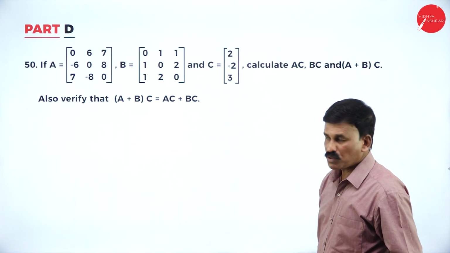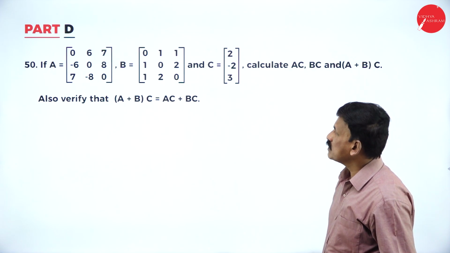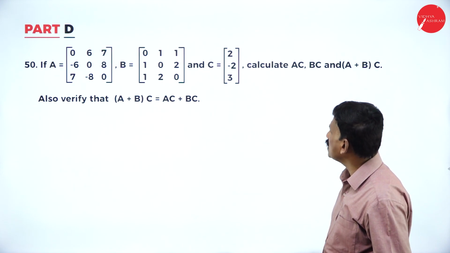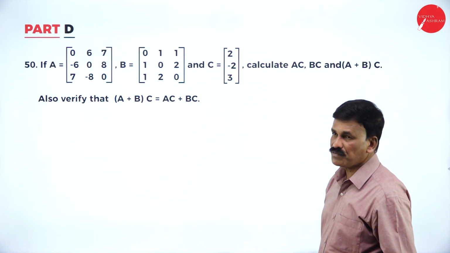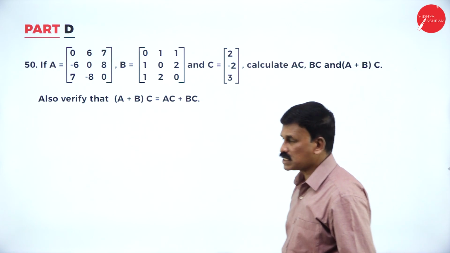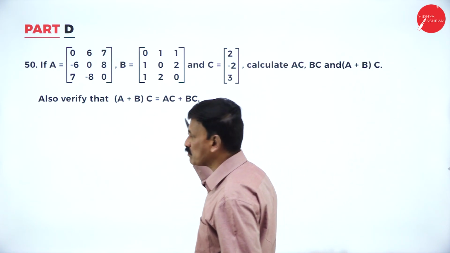Now, move on to the next problem. This is very important from matrices. If A is the matrix 0, 6, 7; minus 6, 0, 8; 7, minus 8, 0, B is 0, 1, 1; 1, 0, 2; 1, 2, 0, and C is 2, minus 2, 3, calculate AC, BC and A plus B plus C and verify that (A plus B) C is equal to AC plus BC. Once you find out AC, BC and A plus B, then you can easily simplify this.